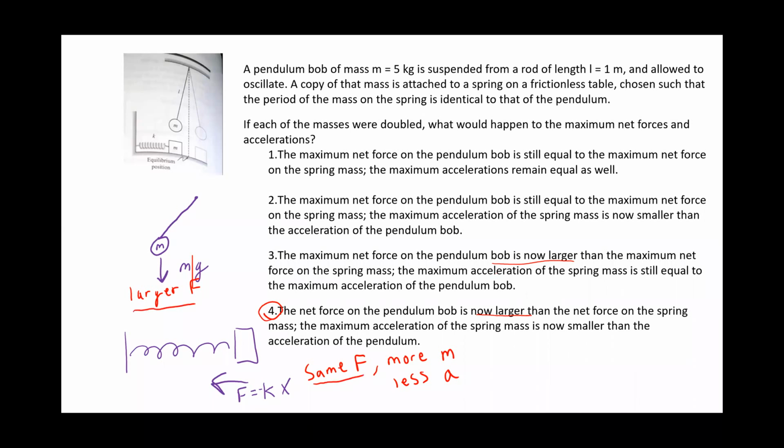a larger force. So now that the pendulum has a larger force, it's now going to accelerate faster than the mass is going to. It's actually going to accelerate at the same rate as it was before, and it's really the spring and the mass that is slowed down, given that it's now the same force working on a larger mass.